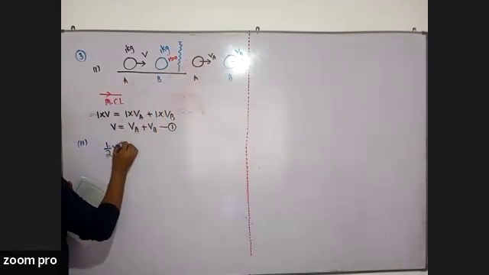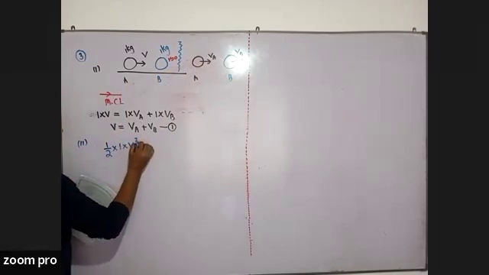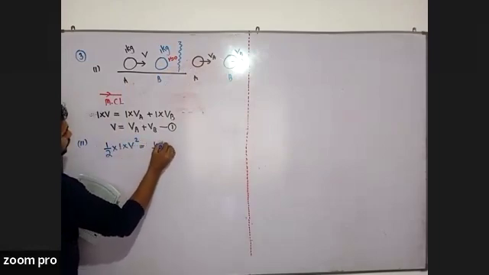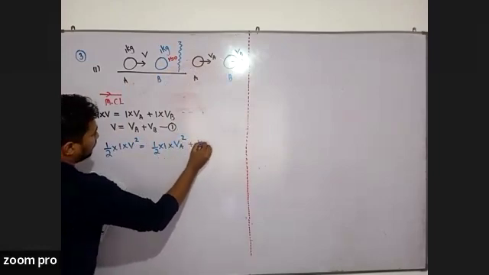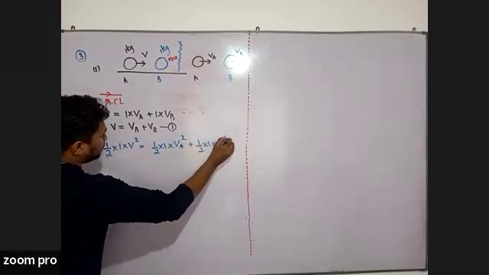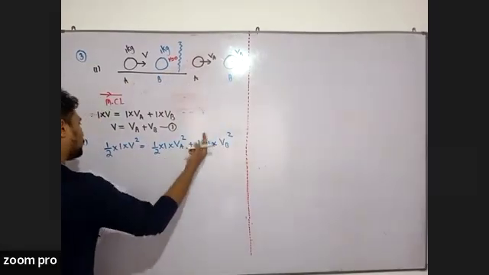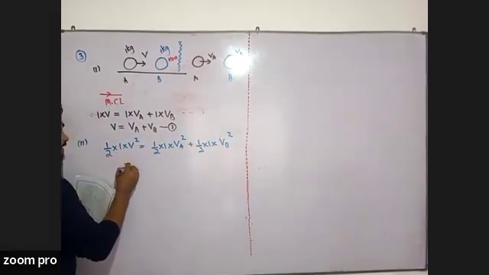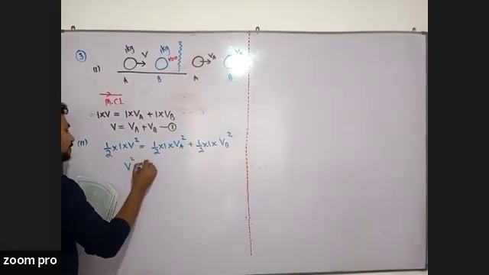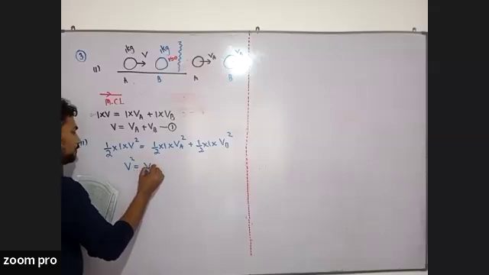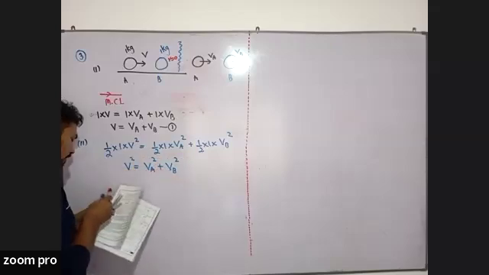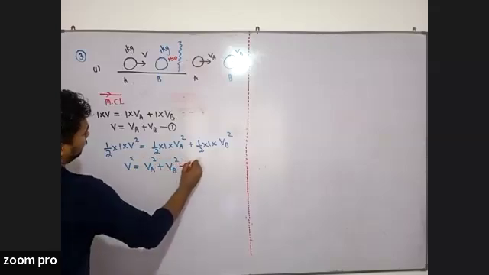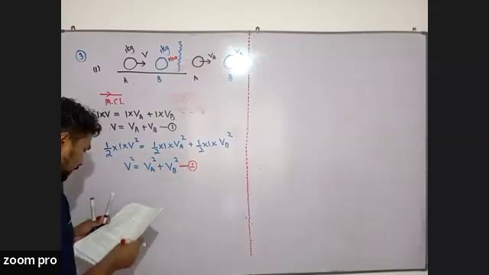Then half into 1 into V squared equals half into 1 into VA squared plus half into 1 into VB squared. So if I cancel the half, then we can obtain V squared equals VA squared plus VB squared. Let's consider this one as the second equation.